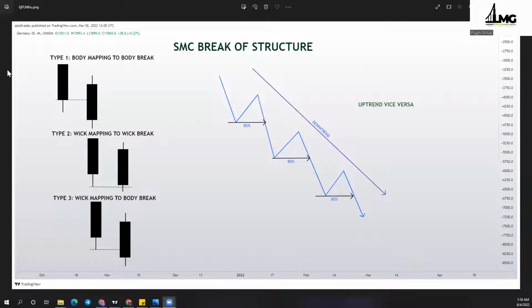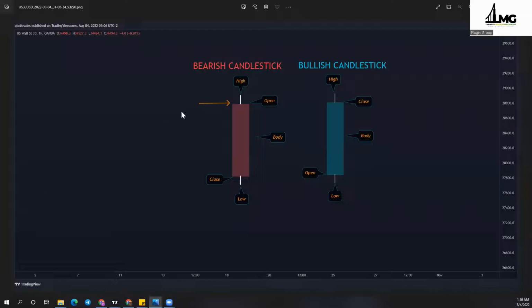So as you can see, there's a bit of distinctiveness to the names, despite them sounding the same. Basically, break of structure is distinguished by which part of the candlestick is being broken. So we get the body and we get the wick. For those that haven't gone through candlesticks or don't understand much of candlesticks, I'm gonna recap the different parts of a candlestick.